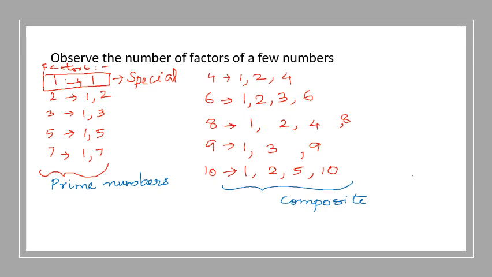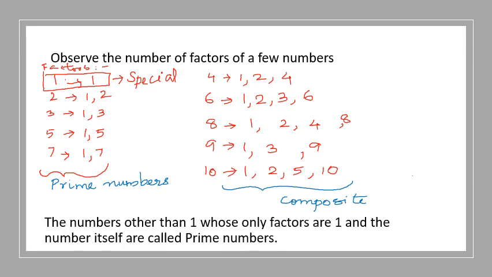Now let us see. What is it? The numbers other than 1. Why other than 1? Because 1 is special. 1 has only 1 as a factor. The numbers other than 1 whose only factors are 1 and the number itself are called prime numbers. Have you understood children? Yes.